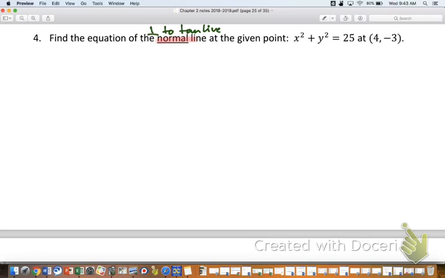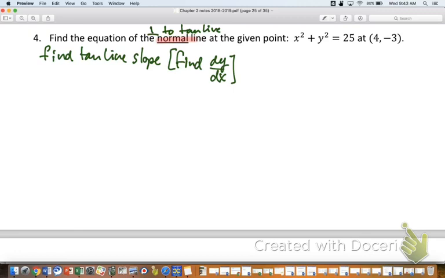So if I am looking for, I'll just put it like this, find the tangent line slope. Symbolically, how would we represent the tangent line's slope? What symbols? dy dx specifically. So I'll just put something like find dy dx. That would be our first mission here. If I can find dy dx, then I can use that whole opposite reciprocal thing, and then it'll be over with pretty quick. So I've got this x squared plus y squared equals 25.